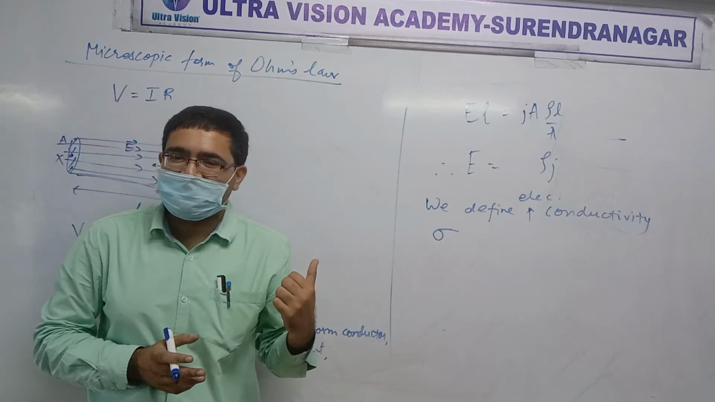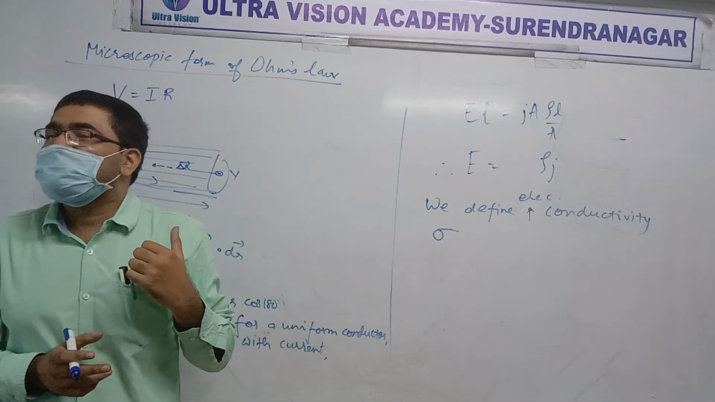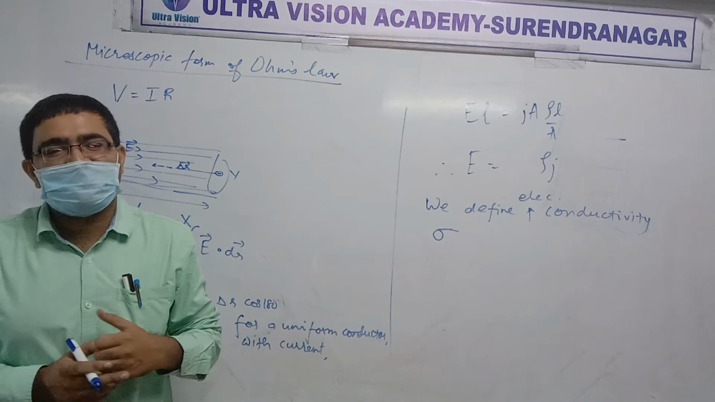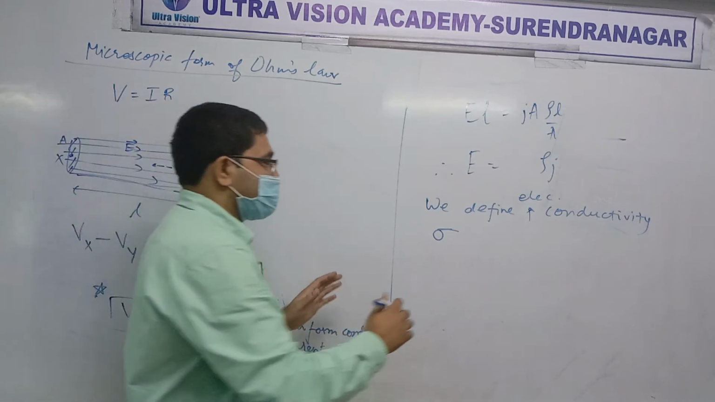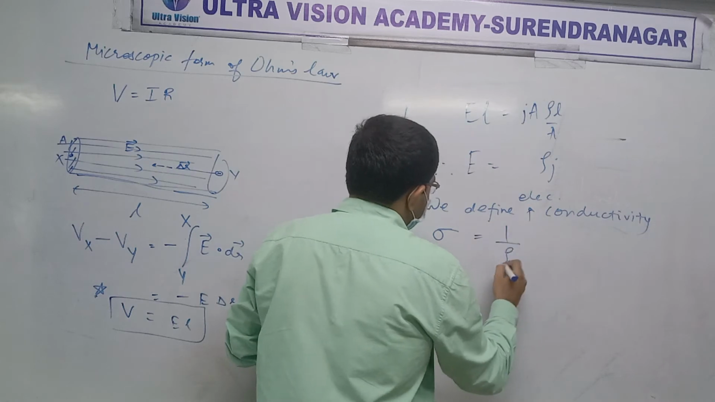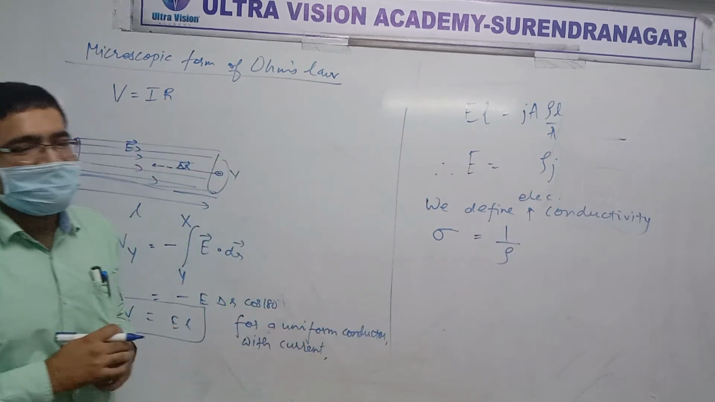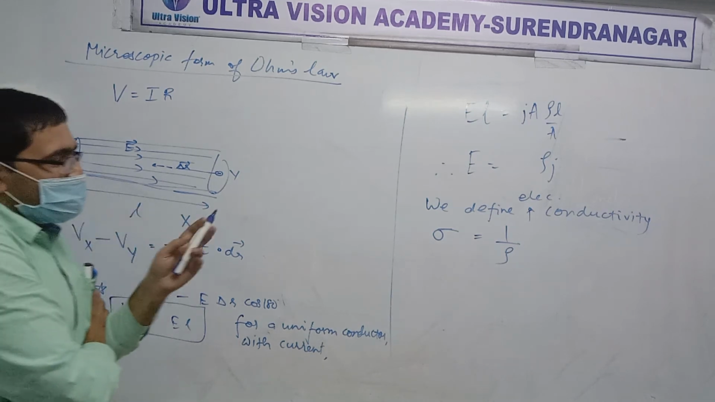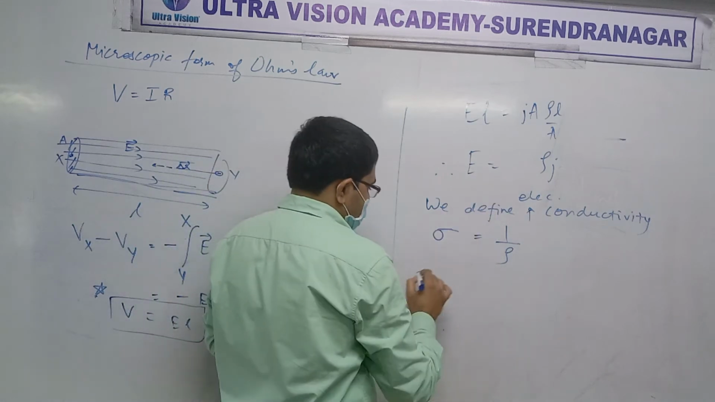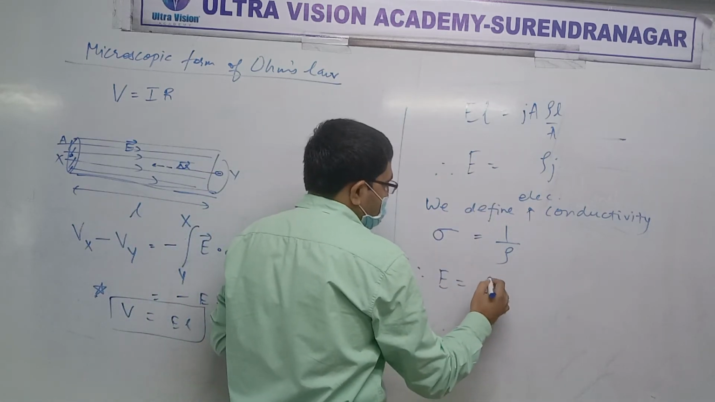Sigma here stands for electrical conductivity, not surface charge density. Got it? So sigma is equal to 1 upon rho. Sigma is equal to 1 upon rho. Now if I put rho's value here, therefore E is equal to J by sigma.